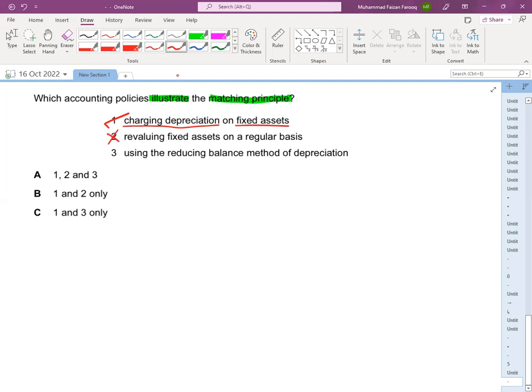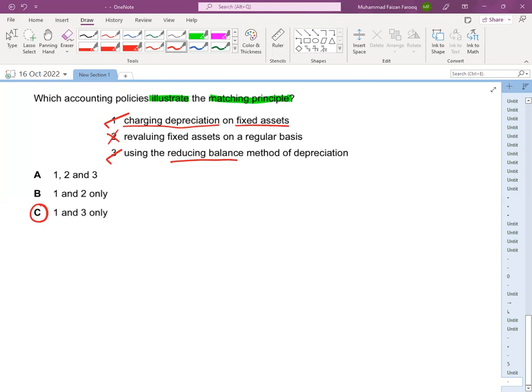Depreciation using the reducing balance method records higher depreciation because we are getting economic benefit from the asset at a higher rate. That's why we record depreciation at a higher rate in early years and then lower it down. It is an example of the matching concept. Any expense must be matched against revenue. So the answer is 1 and 3, which seems to be option C.